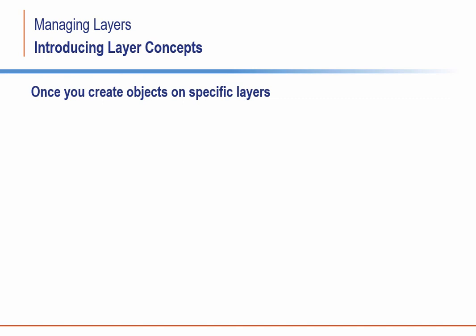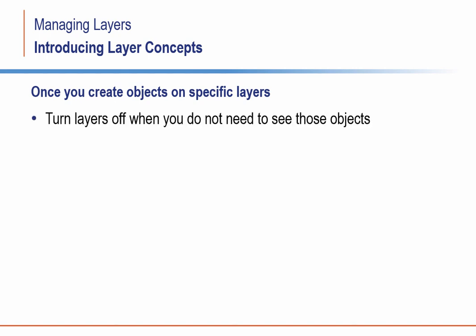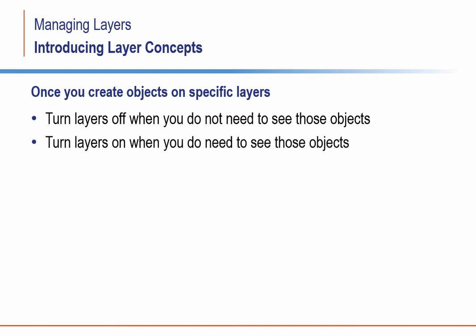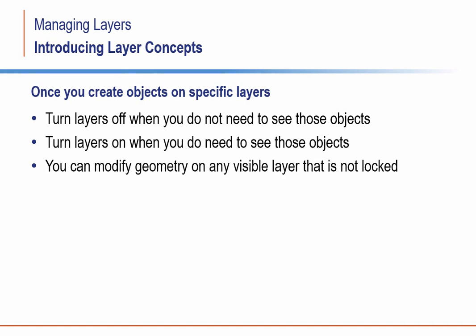Once you have created objects on specific layers, you can use those layers to control the visibility of objects. When you do not need to see the objects on a particular layer, you can turn the layer off. When you need to see the objects again, you can turn that layer on. Once visible, you can usually modify the geometry on any layer at any time as long as the layer is not locked.